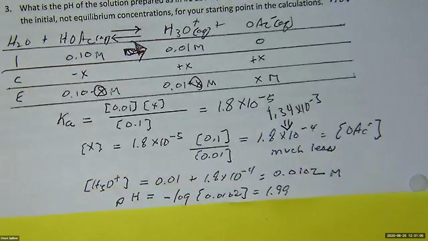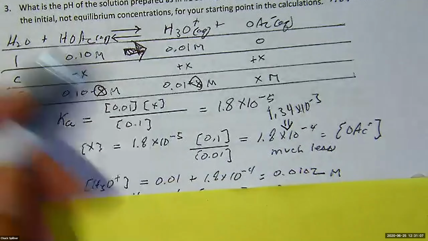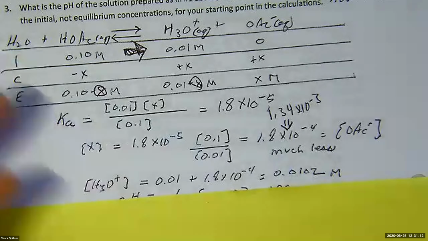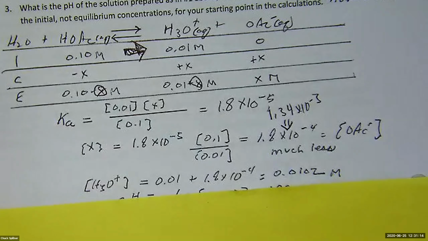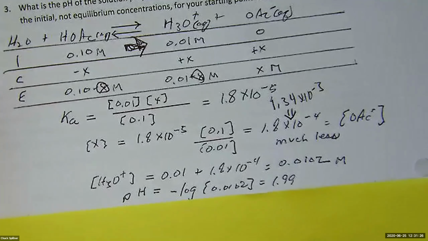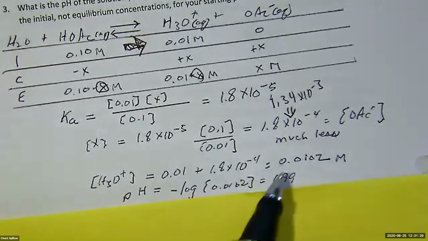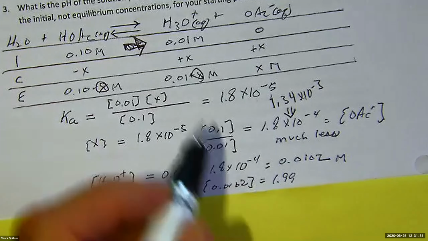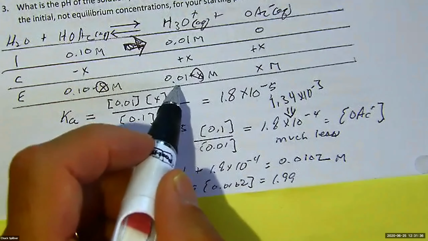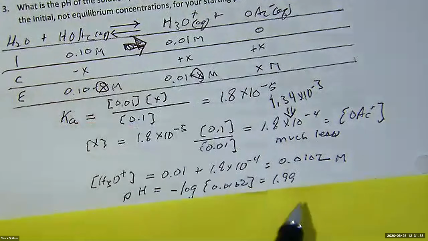So to calculate the pH, it's really 0.01 plus this small amount, which might be 0.01018. And we take the log of that, and you get pH is 1.99. So the pH went a little bit lower, not too much. We could do the same approximately. We could say the pH is going to be minus the log of 0.01, which would be 2.